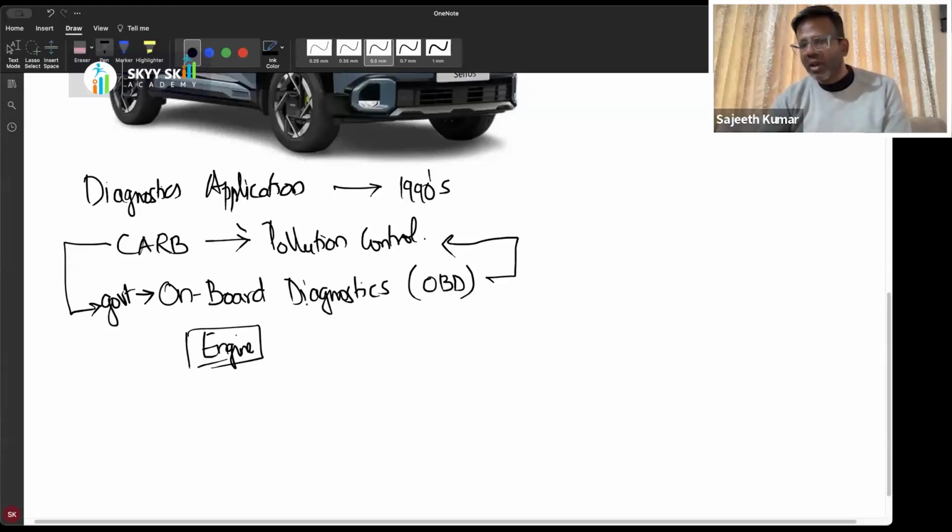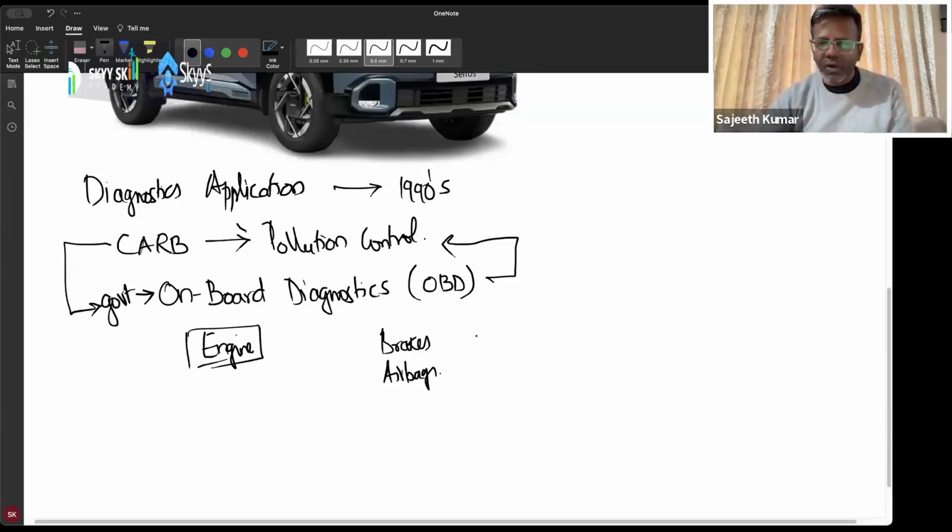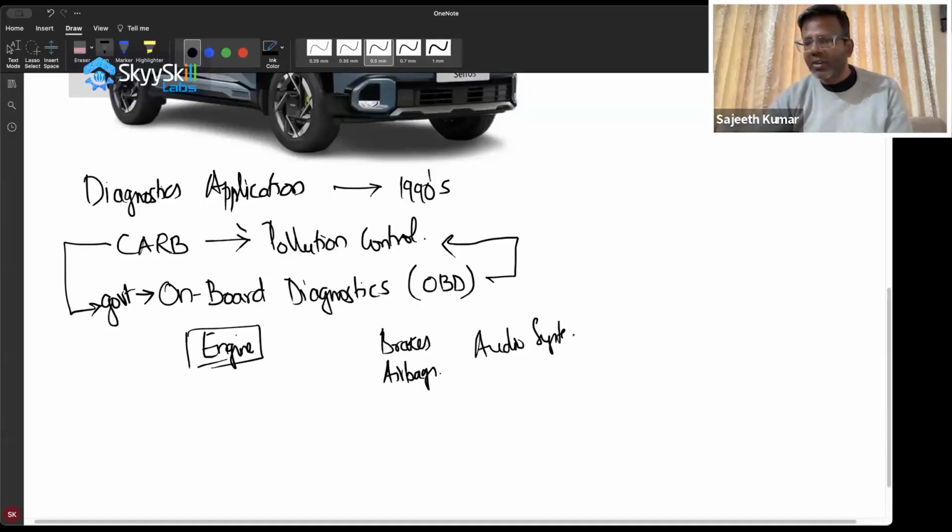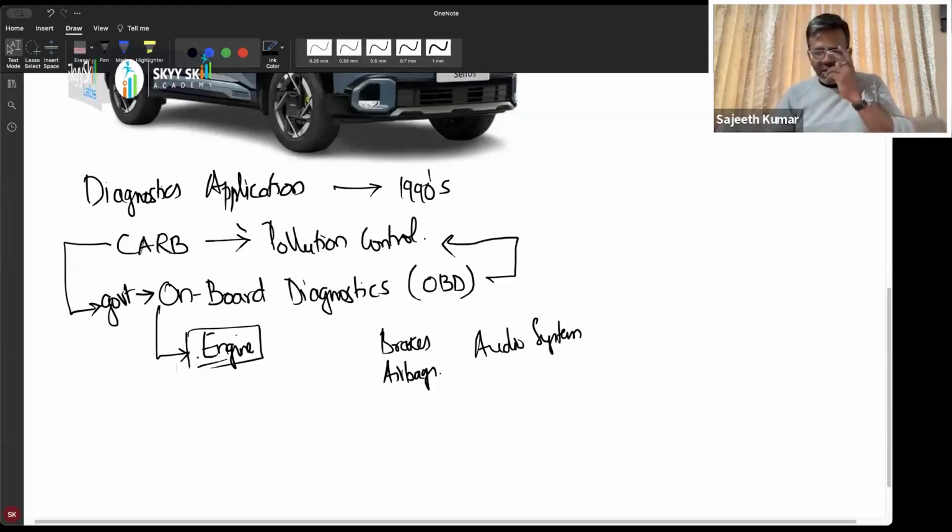But onboard diagnostics will not monitor, let's say, brakes. It will not monitor airbags, your supplementary restraint system. It might not monitor the audio system, head unit, or whatever it is. It is not going to monitor all of these things. Onboard diagnostics is purely with respect to the engine. When I say engine, it means transmission, cooling system, lubrication system. So anything which can cause your engine not to perform optimally, it will monitor.